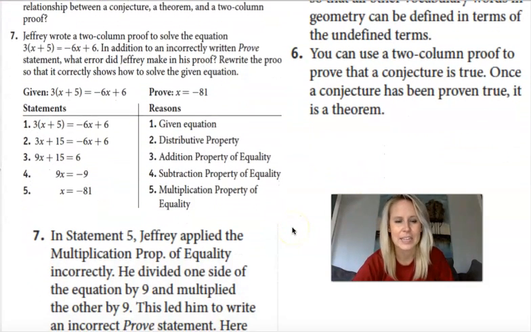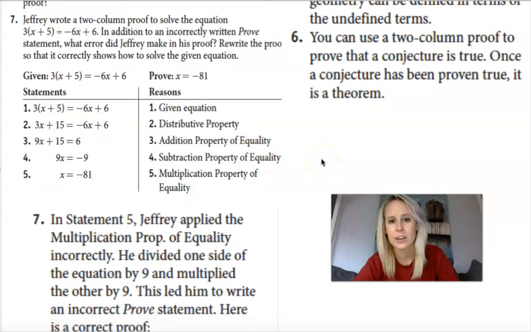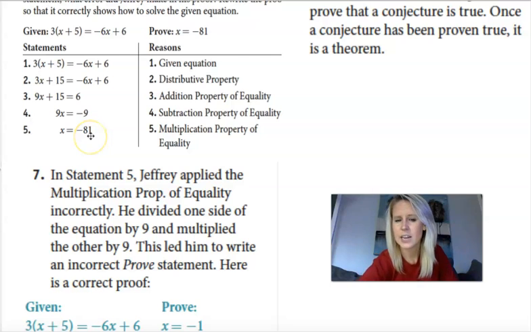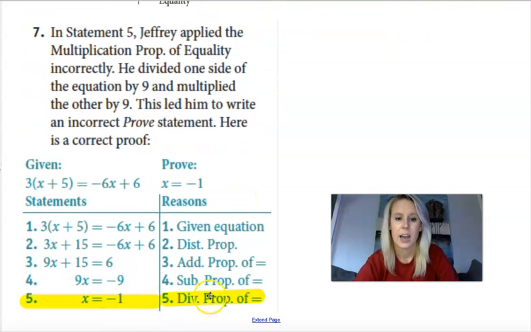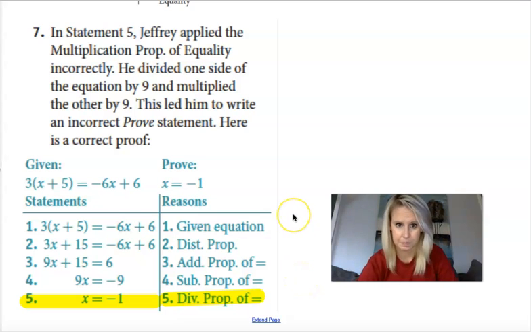All right. Last but not least, on number 7, it wanted you to find his error and fix it. And so his error occurred between line 4 and line 5. He for some reason, multiplied to get 81 when he should have divided. And so to fix it, I wrote he should have used the division property of equality, should have divided by 9 to get -1. So the proof part should have been x equals -1, and then the reasoning should have been division property of equality.